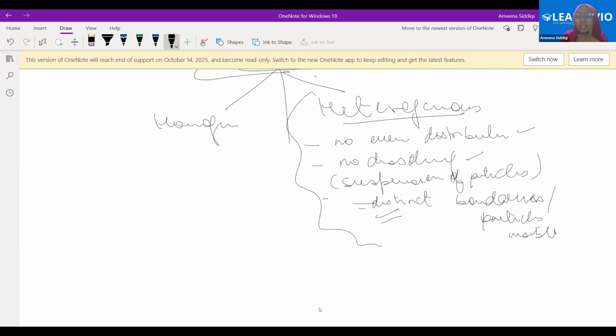Now tell me, will they also have variable composition? Yes. If they have variable composition, what will be the nature of bonding here in case of a heterogeneous mixture? Physical. Look here, what will be the bonding here?